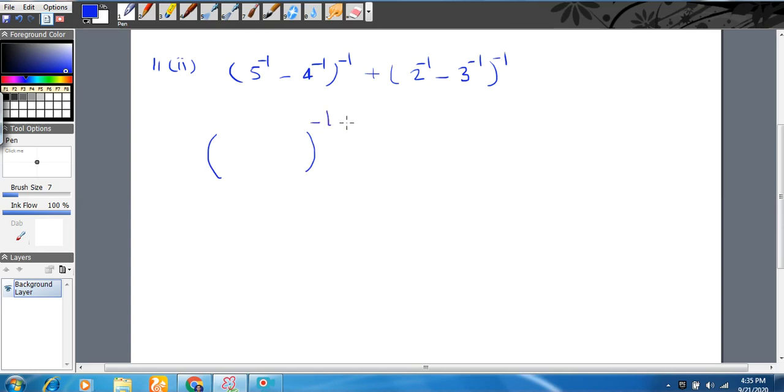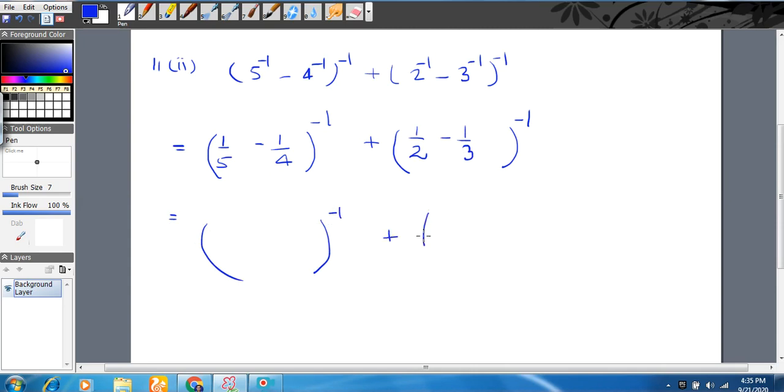So first of all you have to write it like this: bracket minus 1 plus this bracket minus 1. Okay, 5 power minus 1 can be written as 1 upon 5, then minus 1 upon 4, it is plus, then in the next bracket write 1 upon 2 minus 1 upon 3. Okay, now you can take the LCM. So write all the things as it is.